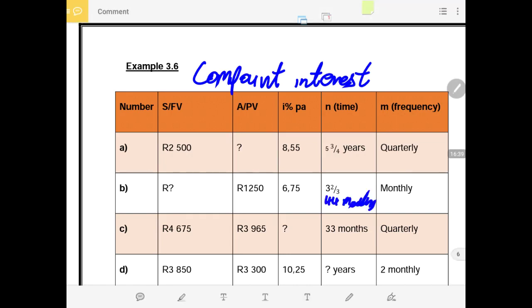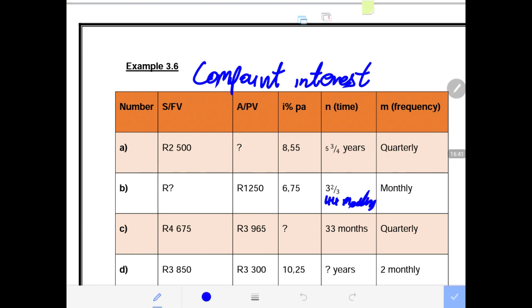So now that is 44 months, which is 3 and 2 over 3 years. It is very important to be good at converting fractions into the number of months and into the number of years. Our main focus is also on the fact that our M, which is frequency, is monthly. That means our interest is compounded monthly, which means it's compounded 12 times in a year.